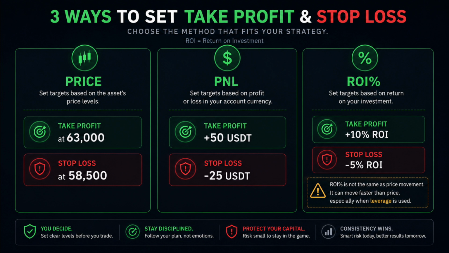The third method is ROI percentage. ROI means return on investment. In simple terms, it shows the return on the margin you put into the trade. For example, close the trade at plus 10% ROI, or close the trade at minus 5% ROI. This is useful, but beginners need to be careful. ROI percent is not the same as price movement. If leverage is used, a small price move can create a much bigger ROI change. That is why ROI percent can move very fast in futures trading.